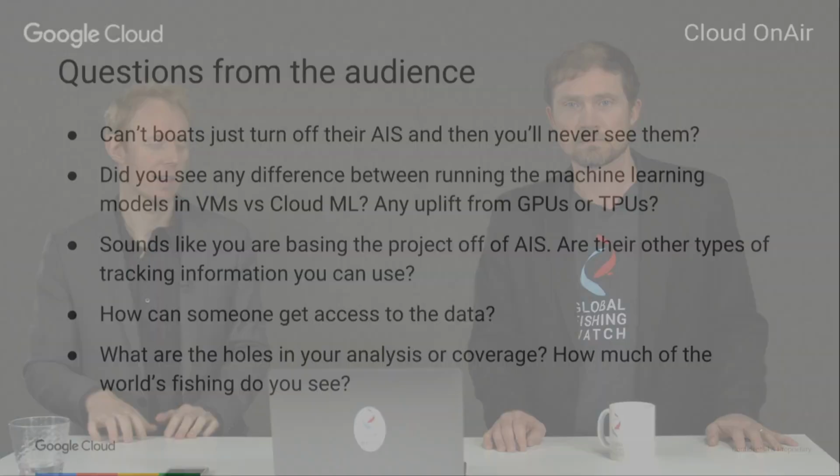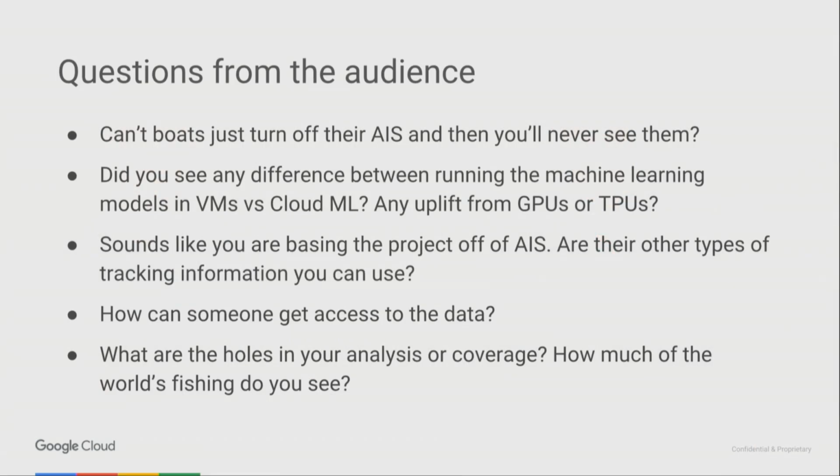How can people get access to the data? Globalfishingwatch.org and globalfishingwatch.io. Just Google it. We have released high resolution gridded fishing effort by vessel and by day, so you can really dig down into the results of these models. The raw AIS tracks we can't release all of, because some of those are proprietary.